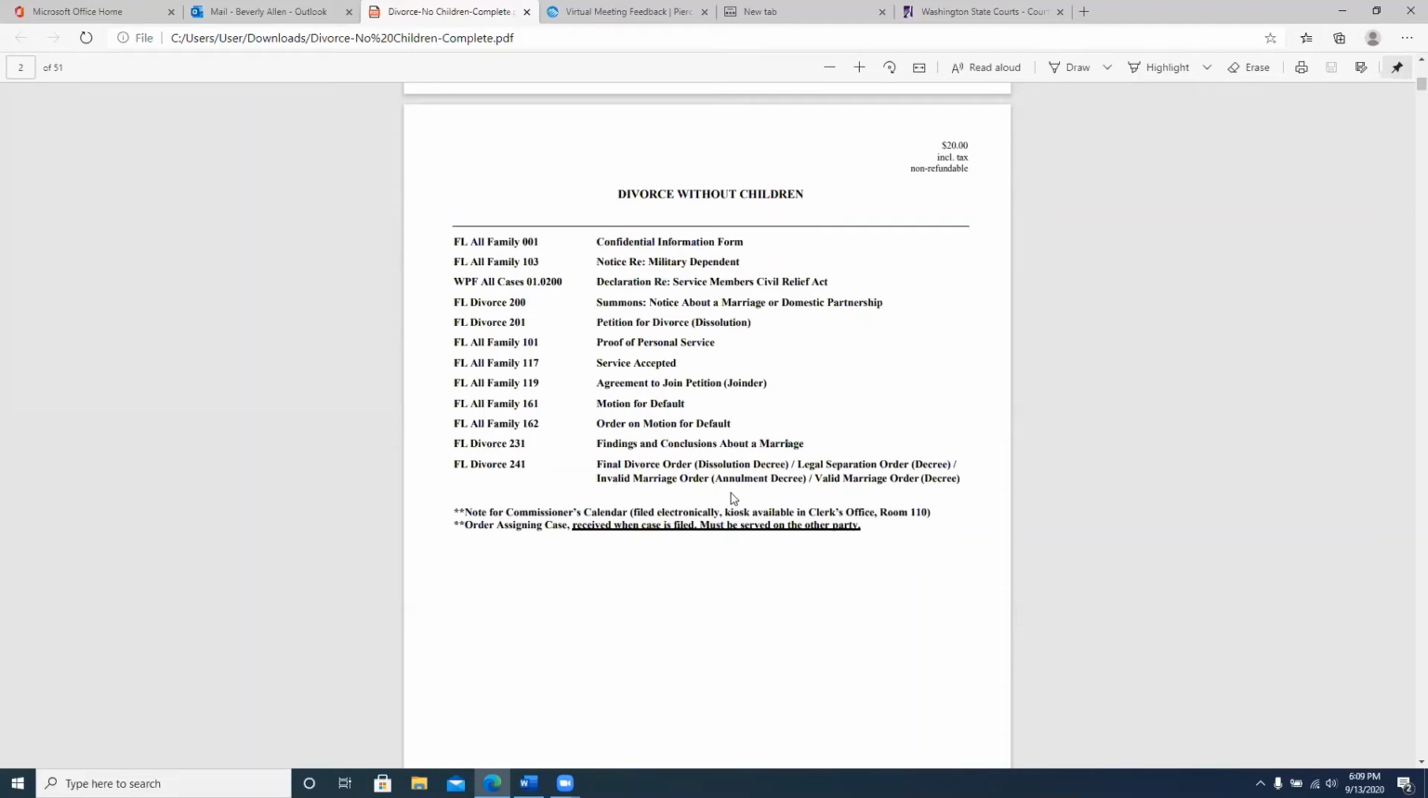So let's talk about the findings and conclusions in the final divorce order. When you first get this packet, it's a good idea to actually look through everything, including the final documents, just so you see what you're working with, because if you start with the end in mind, you're going to be more complete about your petition.